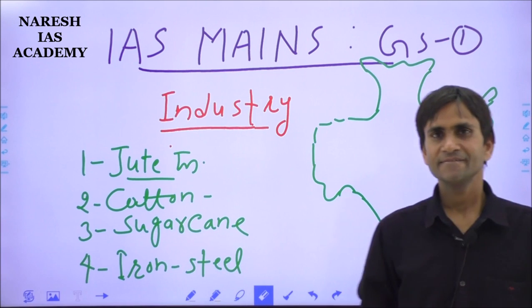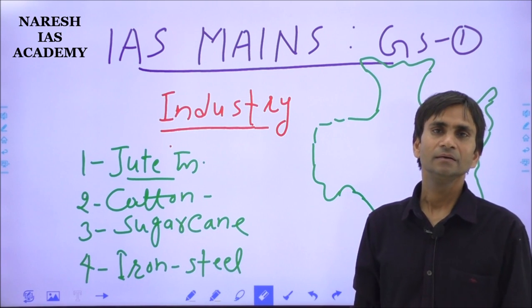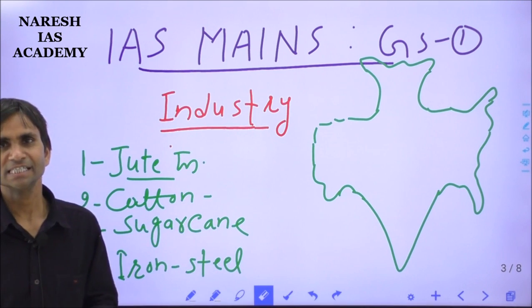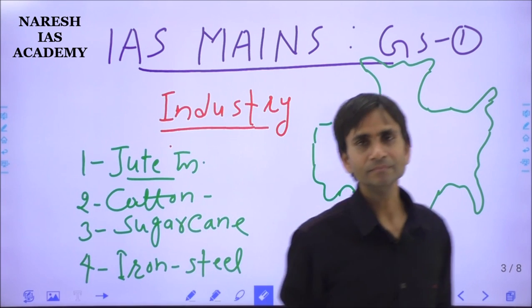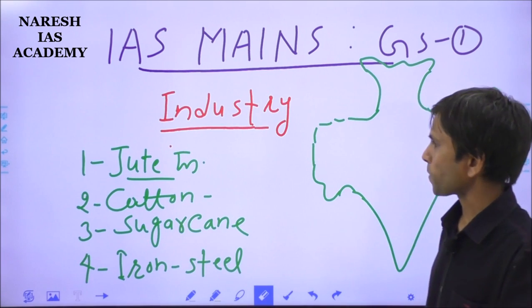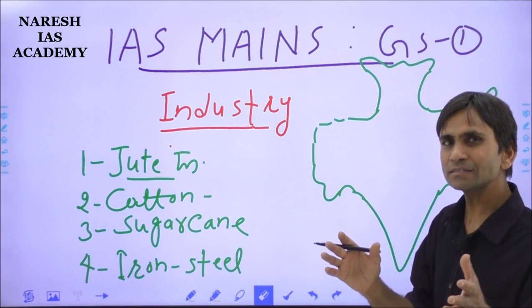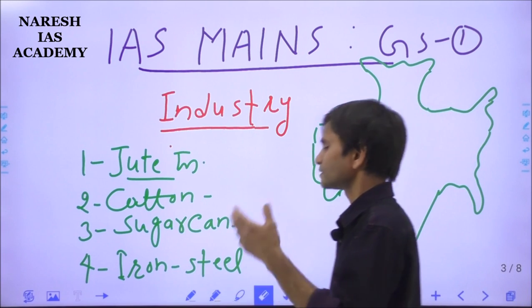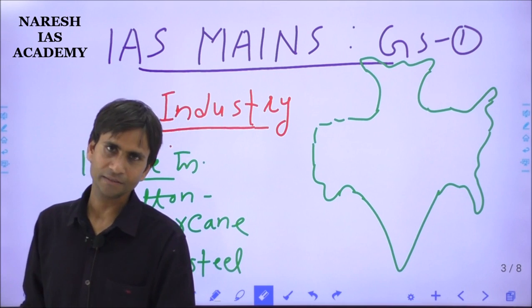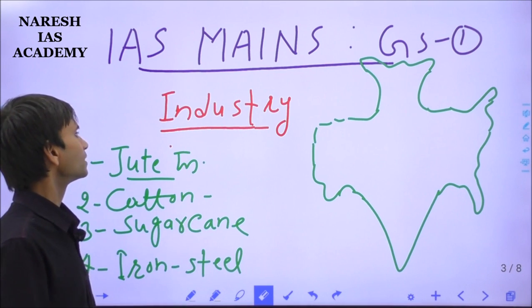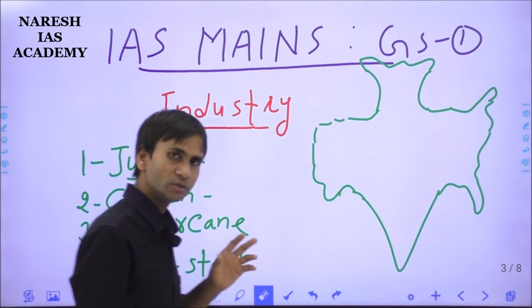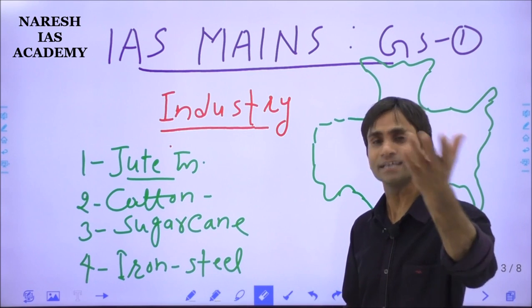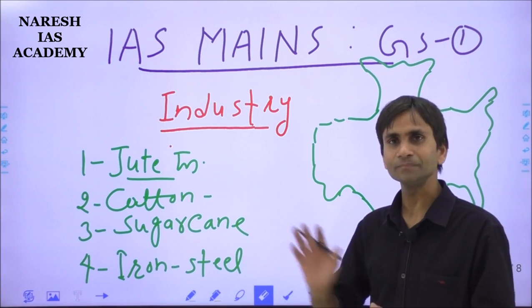UPSC has mentioned in the syllabus of GS paper 1 the position of primary, secondary or tertiary sector industries in India as well as the world. Definitely we have to list the industries or sectors of primary, secondary and tertiary sectors. So through some examples I will explain an approach, and it will help you to cover the remaining industries which I am not going to discuss here.